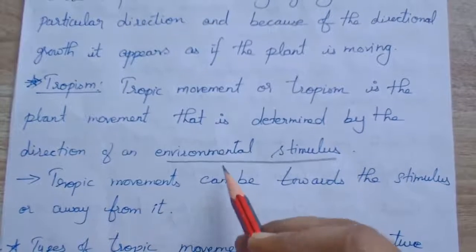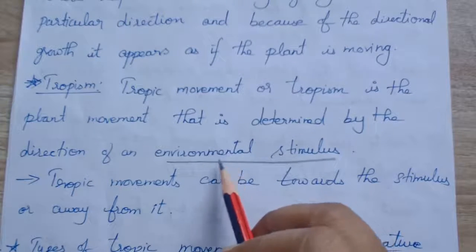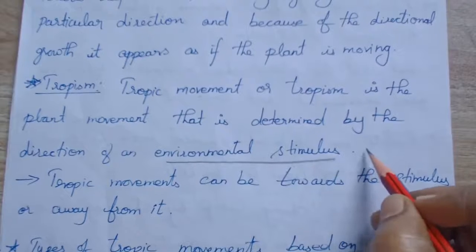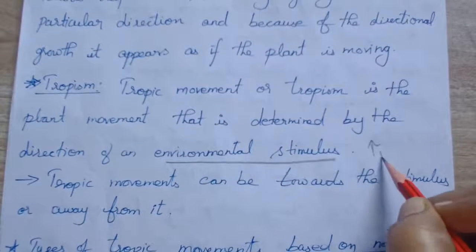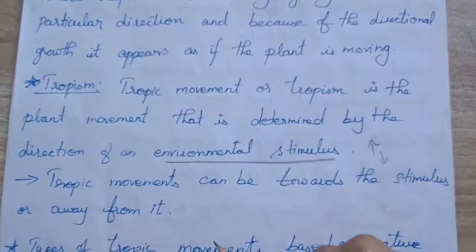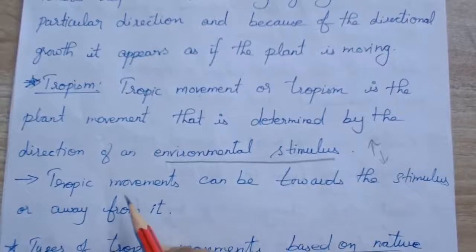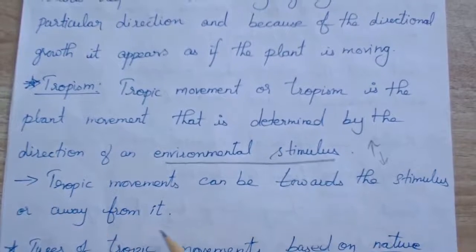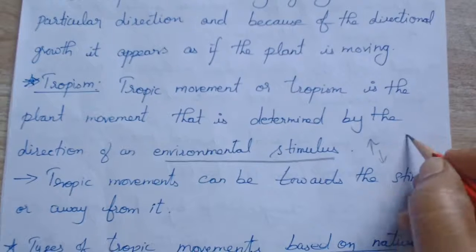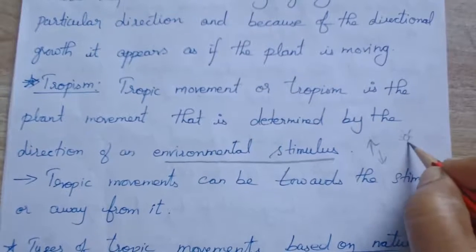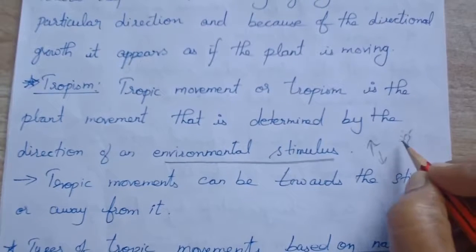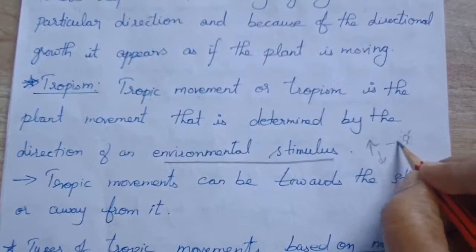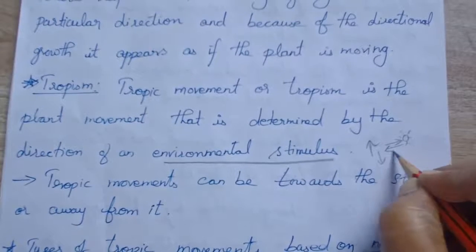It is determined by the environmental stimulus, meaning it moves either towards the stimulus or away from the stimulus. Both movements happen. Tropic movement can be towards the stimulus or away from the stimulus. For example, if this is a light, it will respond to this light, right? It may either move towards the light or away from the light.